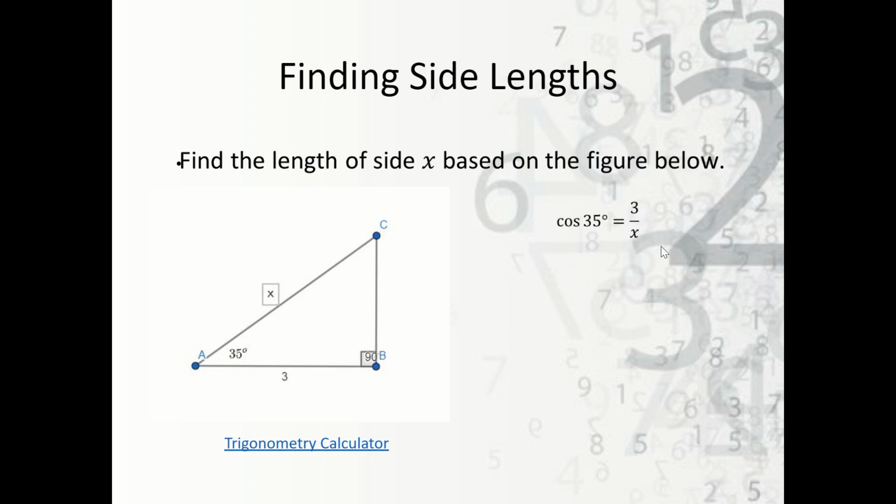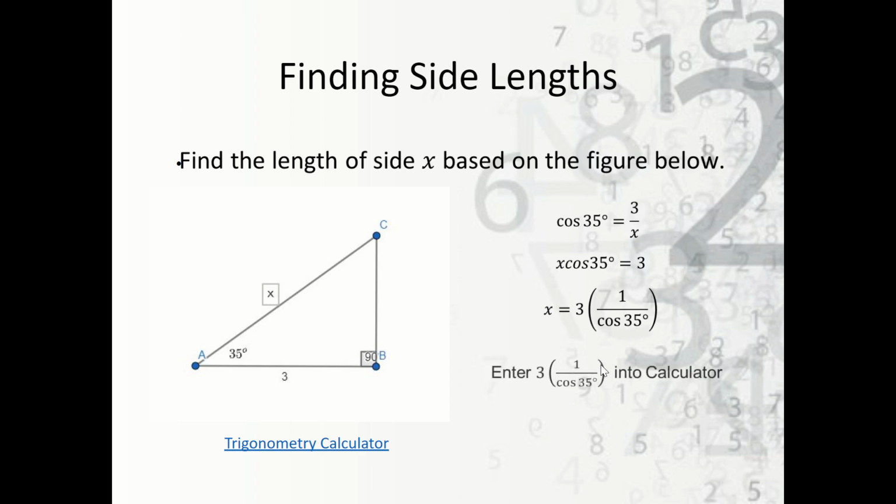Well, again, we need to get x by itself, but x is being divided by, so we need to go ahead and move it to the other side first. So we'll multiply both sides by x, and we get x cosine of 35 degrees is equal to 3. Well, we still don't have x by itself, so we need to get rid of cosine 35 degrees. To move this part over to the other side, we're going to divide by cosine of 35 degrees. Or another way of saying divide by cosine 35 degrees is multiply by 1 over cosine 35 degrees. So now we get x is equal to 3 times 1 over cosine 35 degrees.